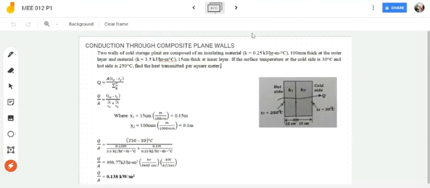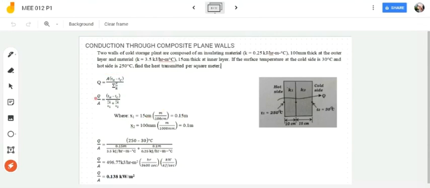Example: we have two walls of a cold storage plant. One is composed of an insulating material with a thermal conductivity of 0.25 kilojoule per hour meter degree Celsius and 100 millimeter thick. On the outer layer, there is another material with a thermal conductivity of 3.5 kilojoule per hour meter degree Celsius and 15 centimeter thick. If the surface temperature of the cold side is 30 degrees Celsius and for the hot side we have 250 degrees Celsius, we will find the heat transfer per square meter, or the heat Q over area. From our formula for conduction through a composite wall, we have Q is equal to A times TH minus TC over the summation of X over K.